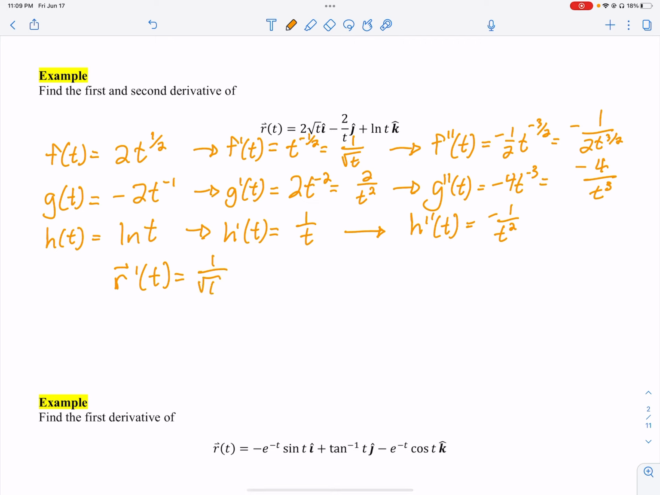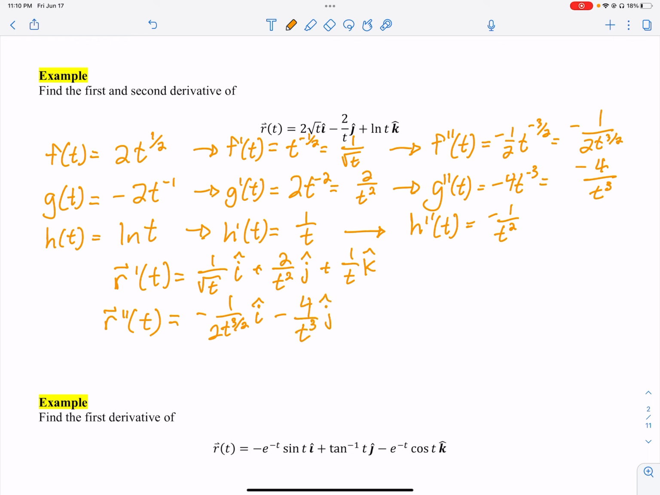It's 1 over the root t i plus 2 over t squared j plus 1 over t k. And then we can write down our double derivative here, which is going to be negative 1 over 2 t to the 3 over 2 i minus 4 over t to the third j, and then minus 1 over t squared k. Not the prettiest of answers, but we did what they asked.